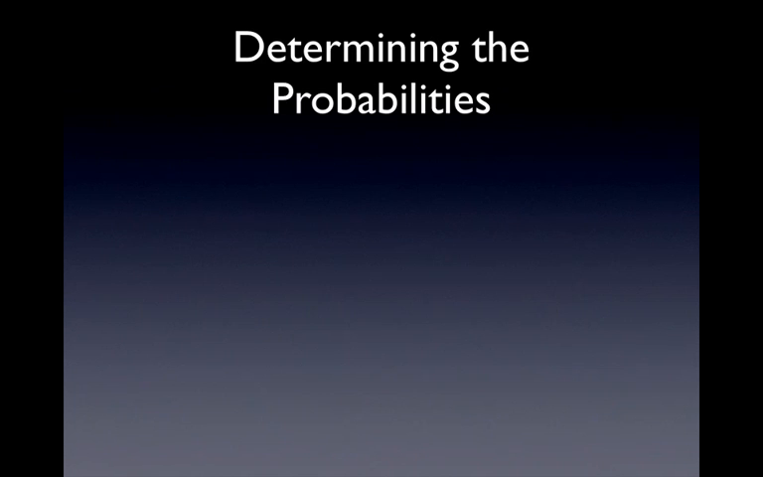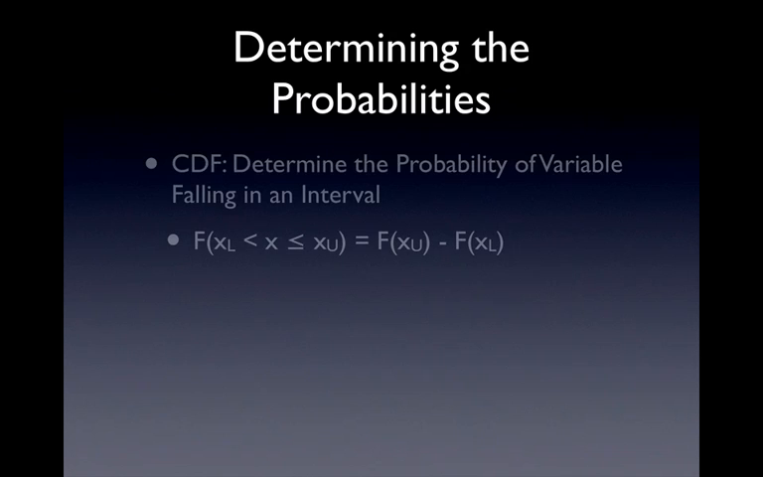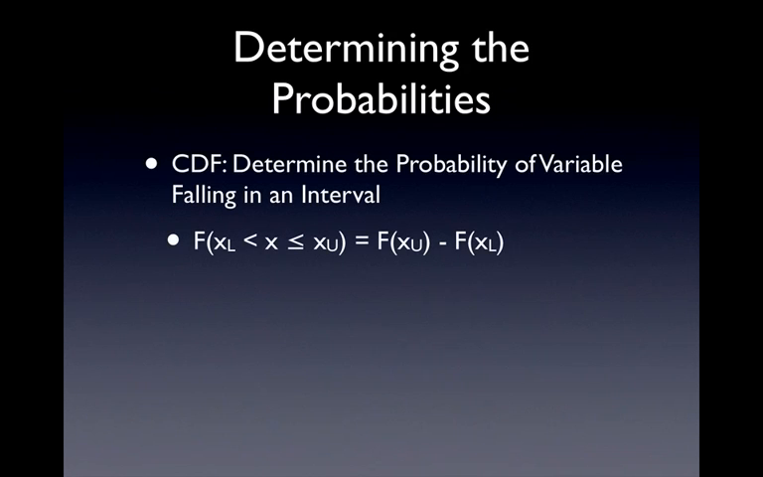How did this help us derive the probabilities we need to calculate the expected profit? Another property of the CDF is that it can be used to calculate the probability of the price falling in an interval on the curve. This is accomplished by subtracting the probability at the lower end of the interval from the probability at the upper end of the interval, as shown in this formula.